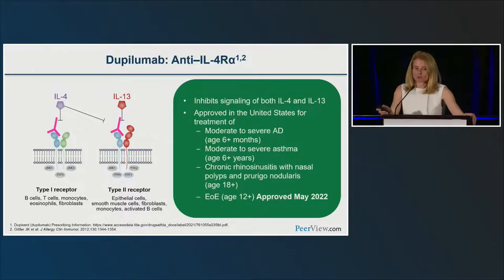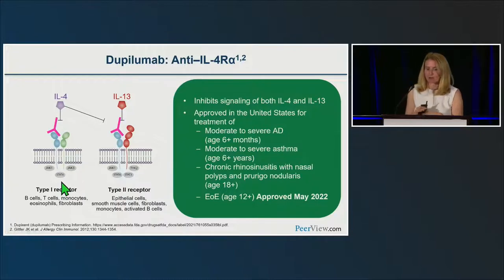And so Dupixent, or dupilumab, was recently FDA approved in May of 2020, and as the video nicely showed, it inhibits both IL-4 and IL-13 signaling, so blocking both of those pathways. And Dupixent is already FDA approved for atopic dermatitis down to 6 months of age, moderate to severe asthma down to 6 years of age, chronic rhinosinusitis with polyps, as well as prurigo nodularis in the greater than 18 age groups.